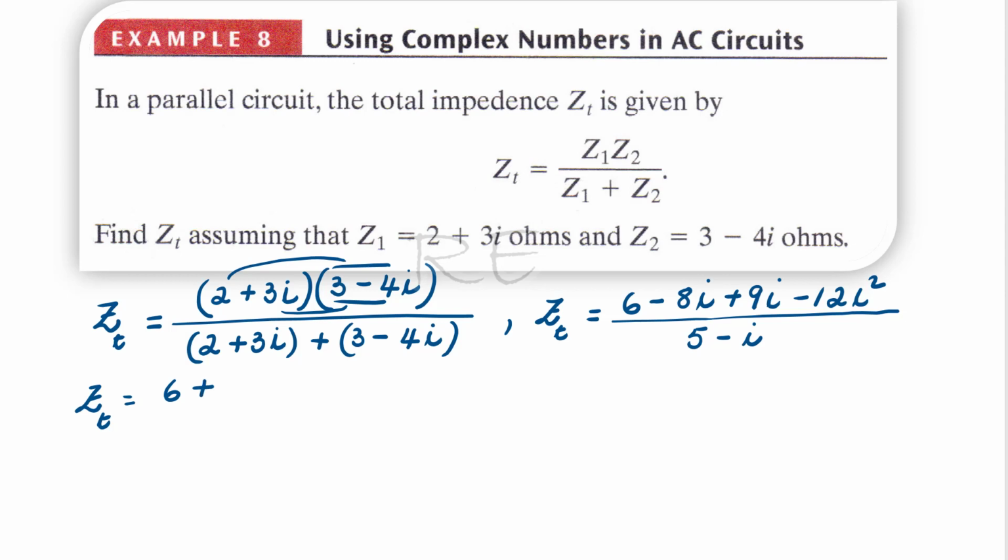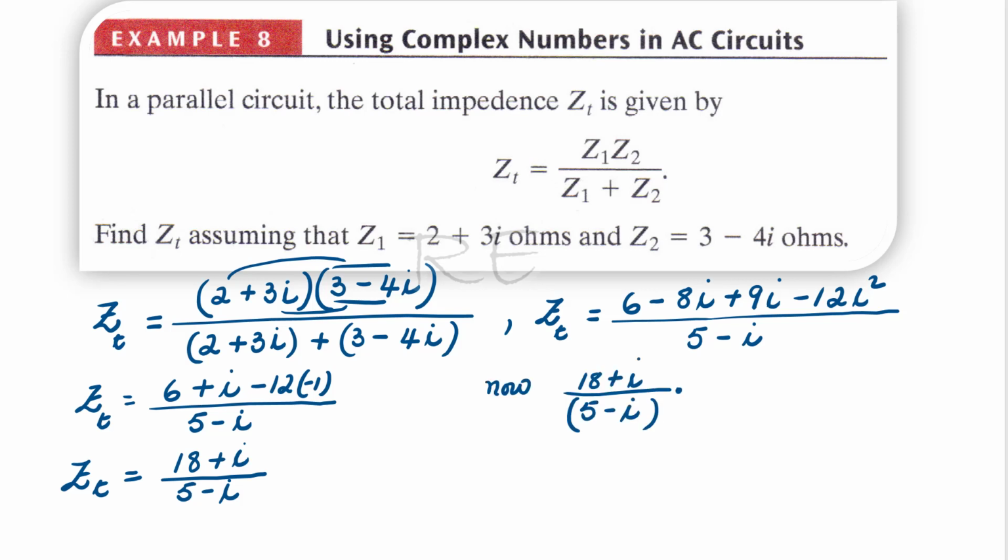So ZT will be 6, negative 8i plus 9i, 1i plus i. And i squared is negative 1. So it's negative 12 times negative 1 divided by 5 minus i. Negative 12 times negative 1 is plus 12, plus 6 is 18. 18 plus i over 5 minus i.